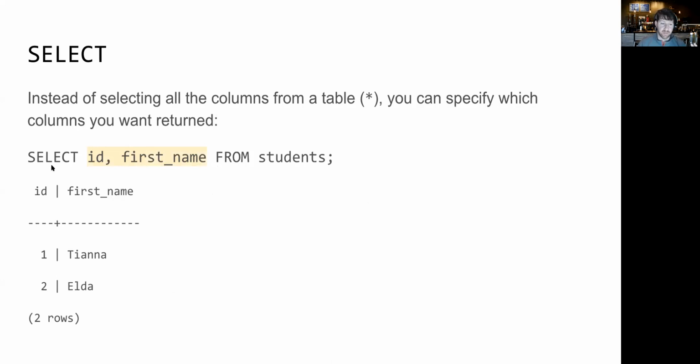Now we can select very specific columns from the students table by doing select ID, comma, first name from students. That just returns the ID and the first name from the students table.